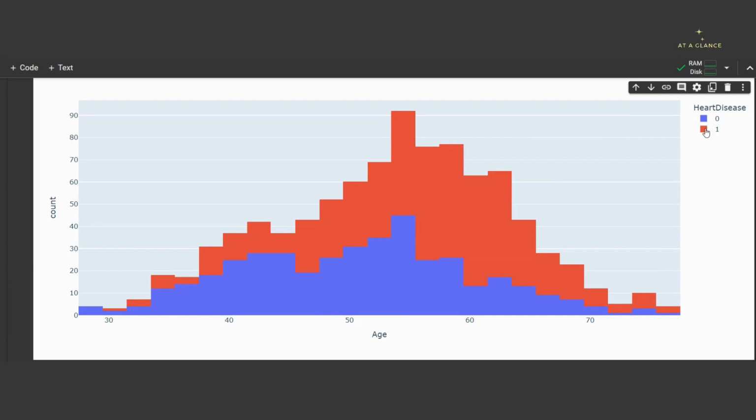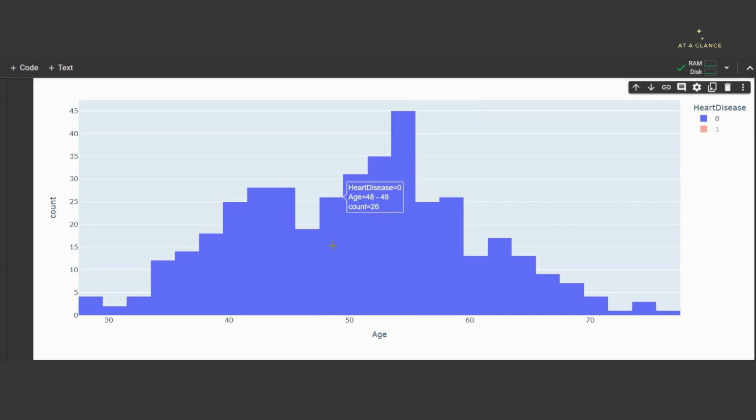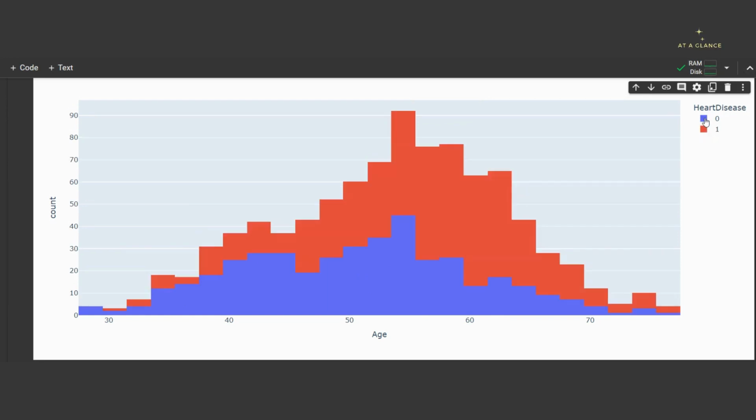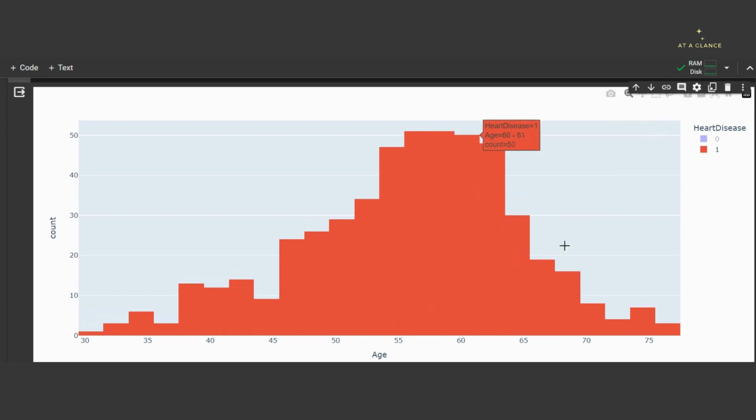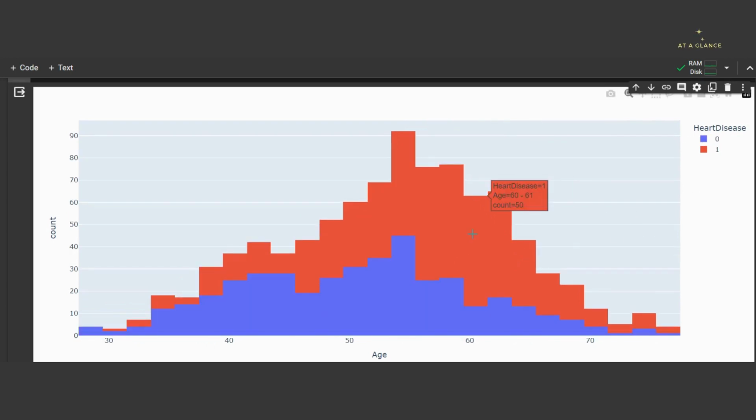So if you only look at the blue ones, that is, there is no heart disease here. So here you can see the patients with the range 35 to 60. These are some of the patients which are higher in number and they don't have heart disease. And similarly, if we look for the red one, so here you can see patients with age more than 45 are having more chances of getting heart disease. So this is how we can analyze this particular thing. So I hope this is clear.